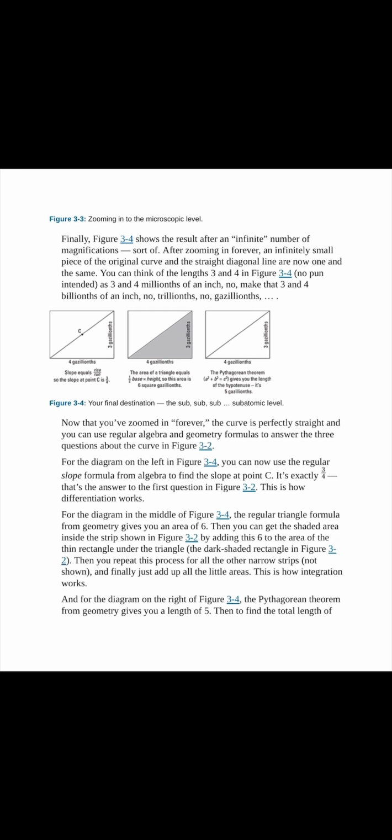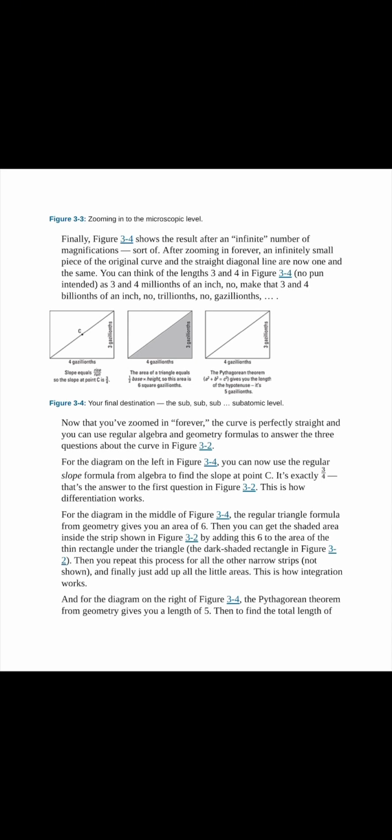After zooming in forever, an infinitely small piece of the original curve and the straight diagonal line are now one and the same. You can think of the lengths 3 and 4 in figure 3.4, no pun intended, as 3 and 4 millionths of an inch. No, make that 3 and 4 billionths of an inch. No, trillionths. No, gazillionths. Figure 3.4, your final destination, the subatomic level.